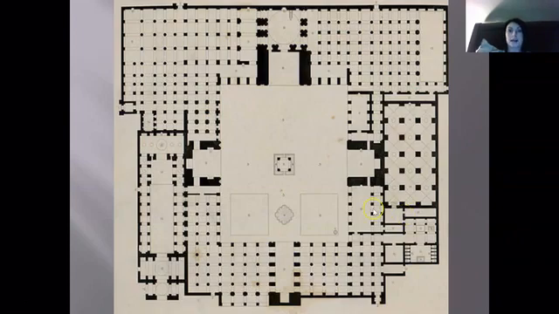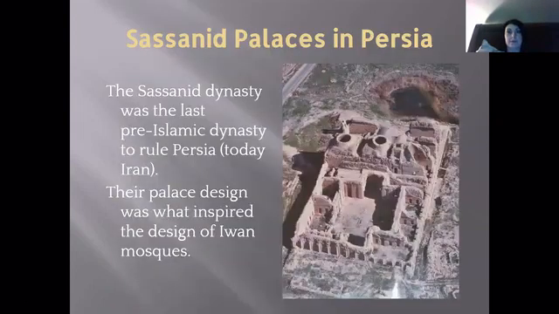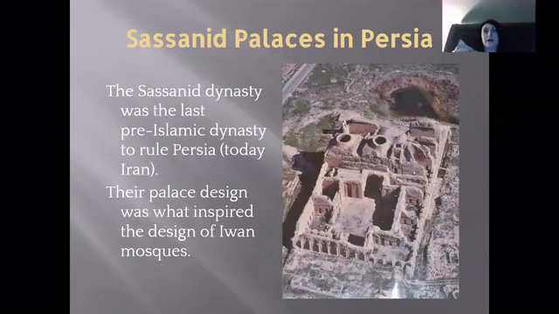So this is the floor plan of the Great Mosque of Isfahan. You can see the fountain. You can see the Iwans are around it. Very beautiful. So I wanted to show you guys exactly where this came from.